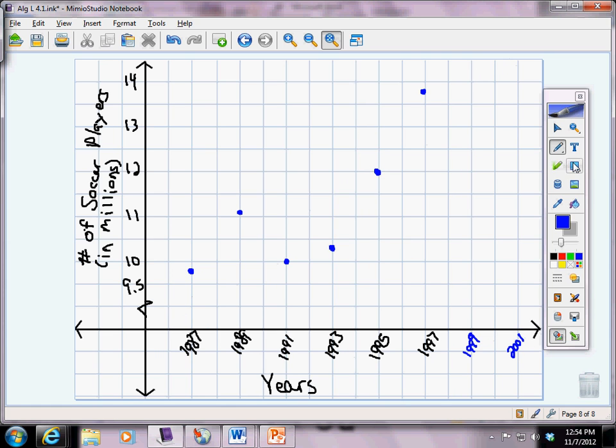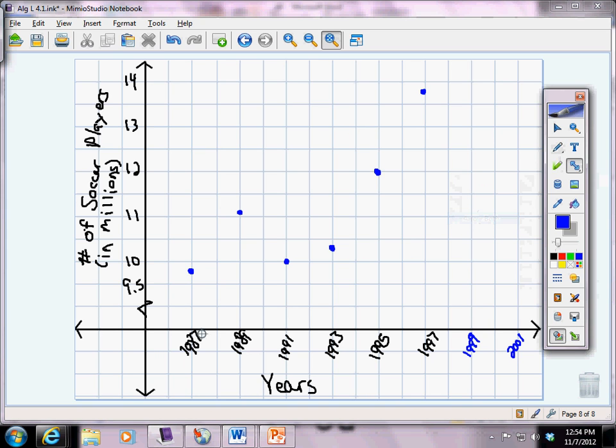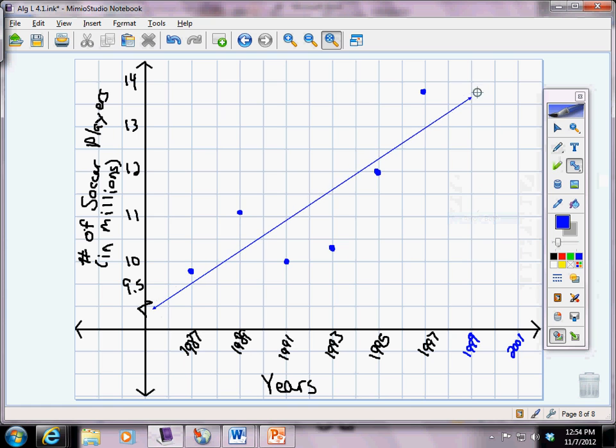if I were to draw what we call a line of best fit, and we'll talk more about that later. This line kind of represents the data. Now I'm expecting in 2001 for it to be over 14. So in 2002, maybe hitting 15. So in 2003, maybe hitting 16. Sorry, we went up by 2. In 2003, maybe hitting 15.